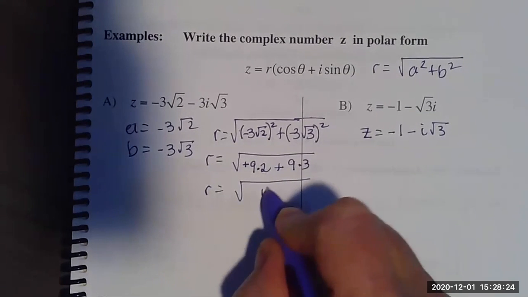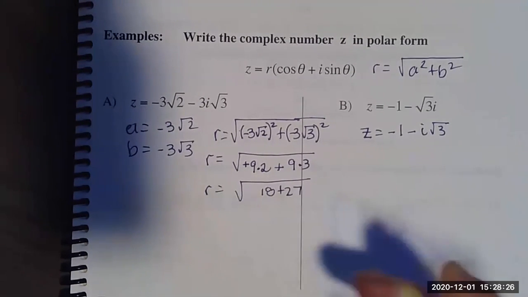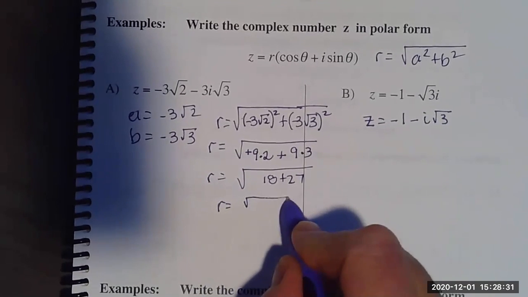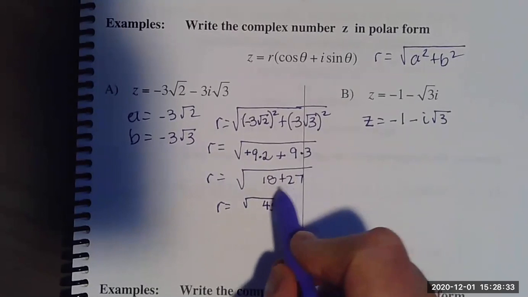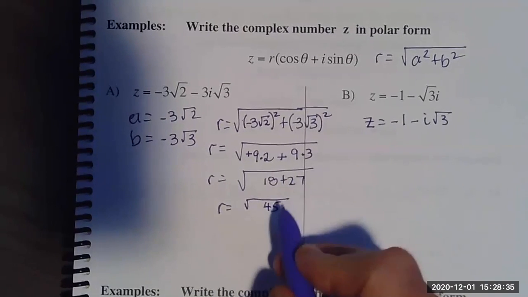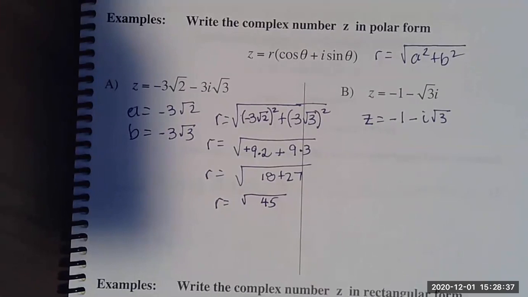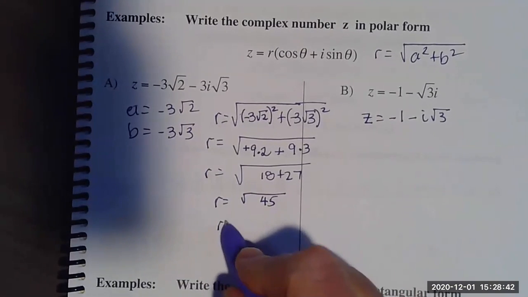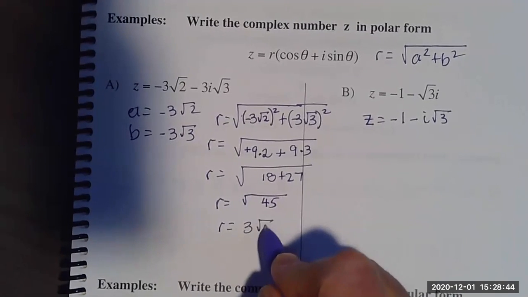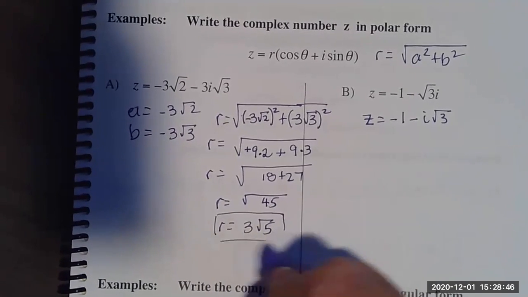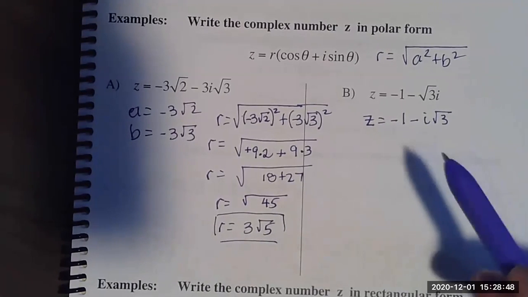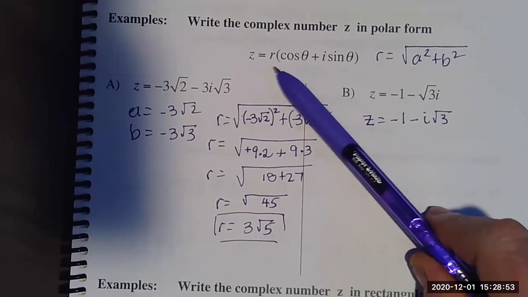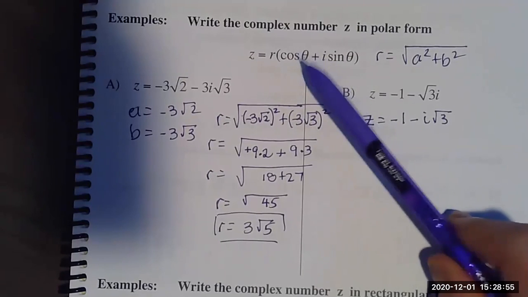So r is equal to, simplified version, 18 plus 27. I can't do that in my head. Too fast. 45. r equals root 45. And that's 3 root 5. 9 goes into it, perfect square is 9. So a nice looking form would be 3 root 5. All right, so I found the r. Now I have to find what the angle theta is.